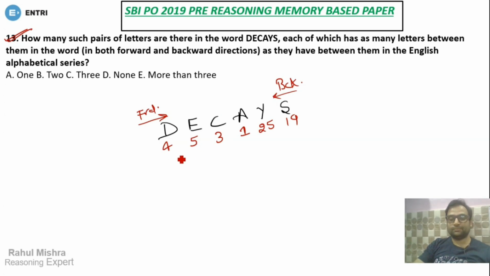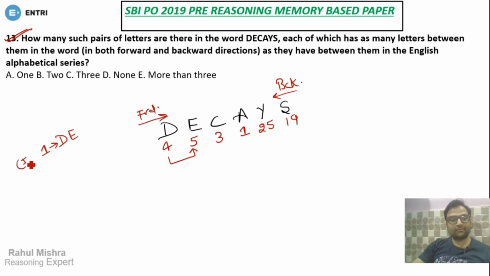Now I will start from 4. Okay, so after 4, 5 must come. So 4 and 5 will make a pair. 5, 6, 7, 8, 9. After this, there is no other pair from D. Now we have to start from E. E is 5, then 4, 5, 6, 7. No, from E it is not making any pair. From C, C is 3, then 4, 5, 6. No, from C also it is not making any pair in the forward direction. 1, 2 and 3, no. 25 and 19, no. So from the forward direction I get only one pair, that is D and E.